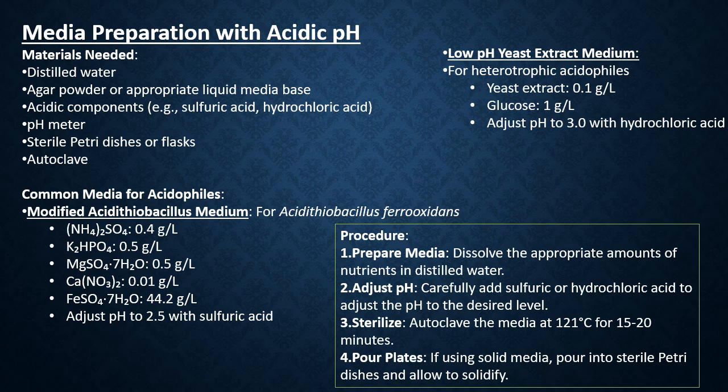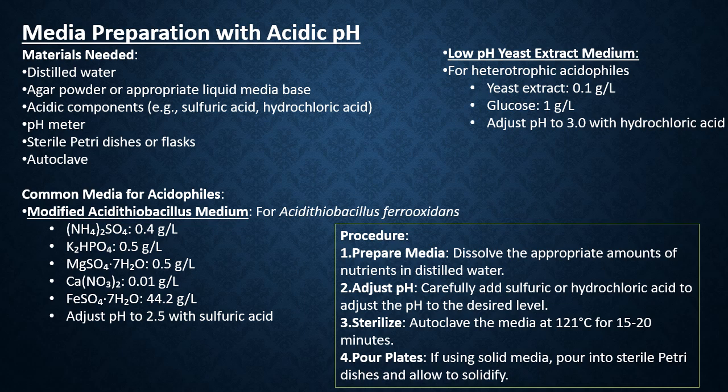Now about the media, different media can be used for isolation of acidophiles. The materials needed for media preparation are distilled water, agar powder, then acidic components like sulfuric acid and hydrochloric acid to adjust the pH of your media, and a pH meter to check the pH, then sterile petri dishes or flasks and an autoclave.